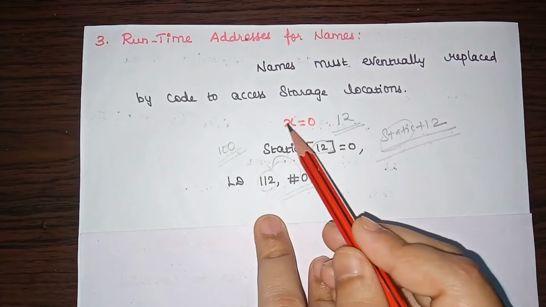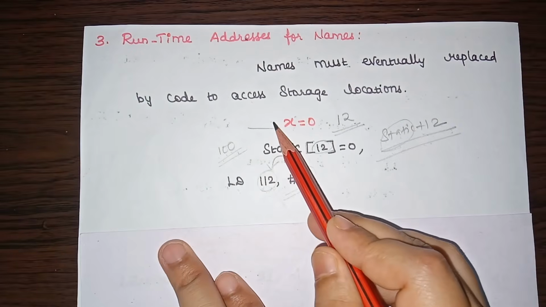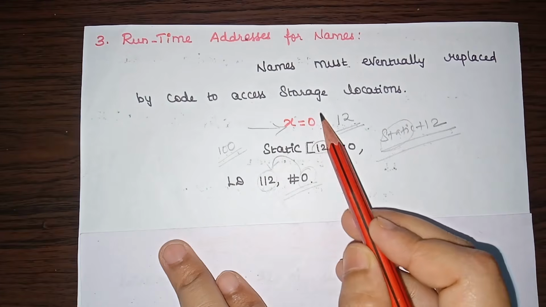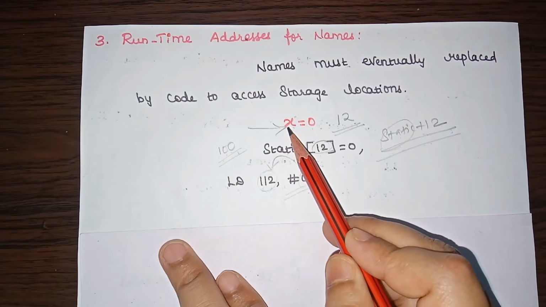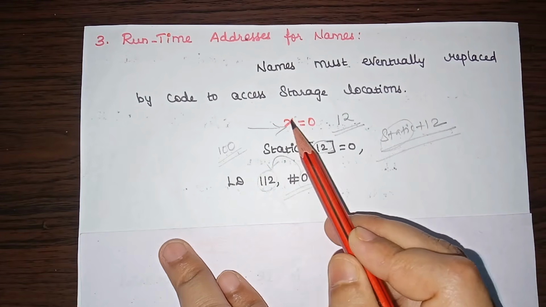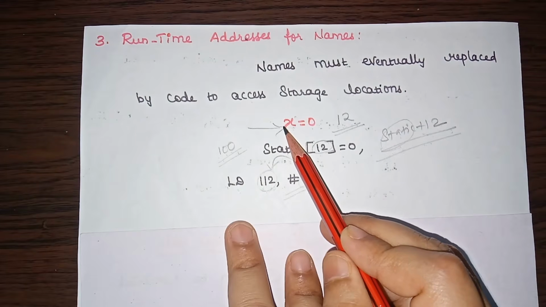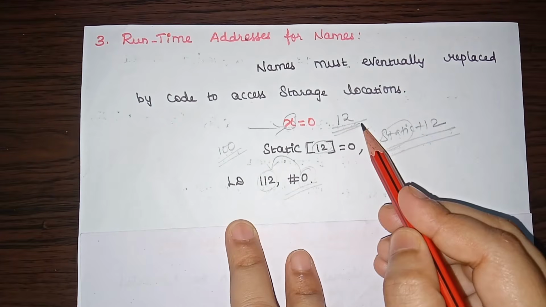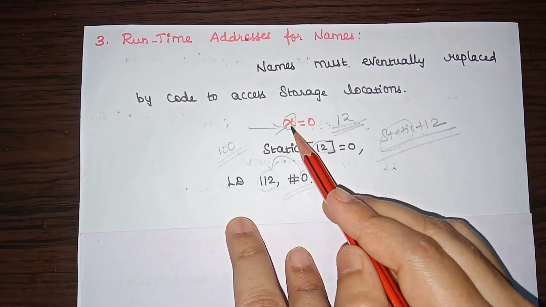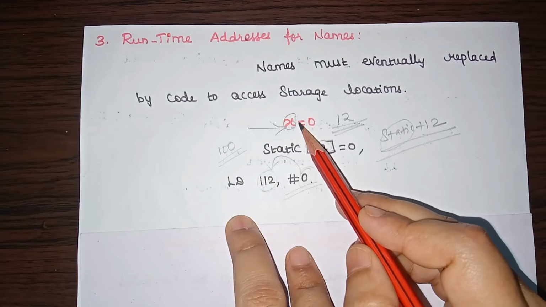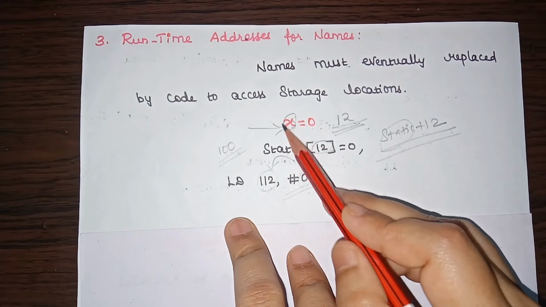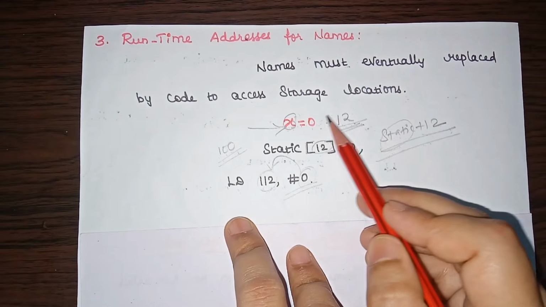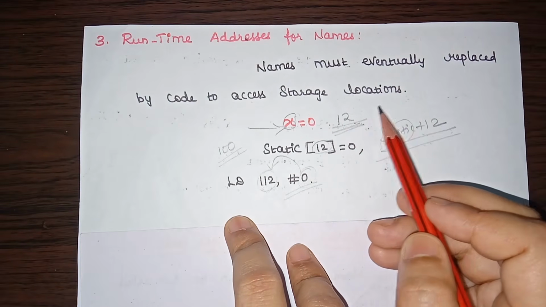Let us consider a simple 3 address code instruction, which is x equal to 0, a copy statement. Here we are going to copy the value 0 to the variable x. So the value 0 is copied into x. Let us consider that the literal address for this variable x is 12. Okay, so the literal address is 12 for variable x, and we don't know the address of this x variable in an activation record. Why? Because at compile time we cannot determine the address of the activation record, right?